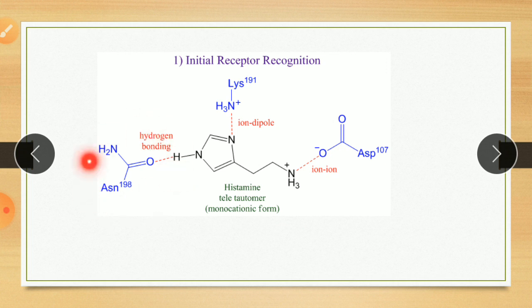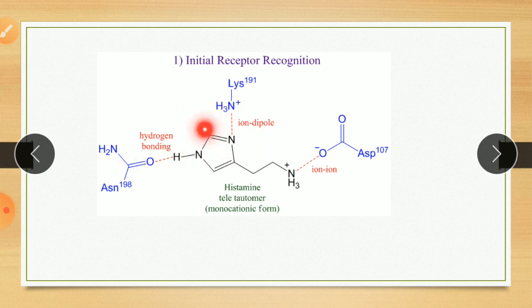This is the asparagine 198 residue of transmembrane 5, which interacts with the N-tele nitrogen of imidazole. So it is the tele-nitrogen that interacts with asparagine. The third binding site is lysine 191. The lysine 191 residue interacts with the N-pros nitrogen via ion-dipole interaction.